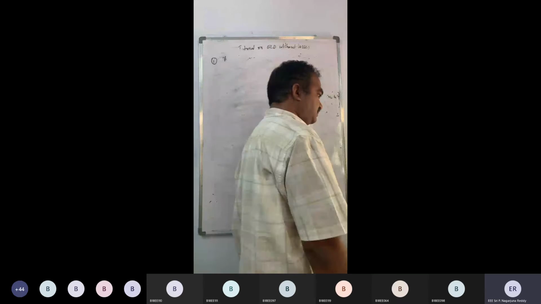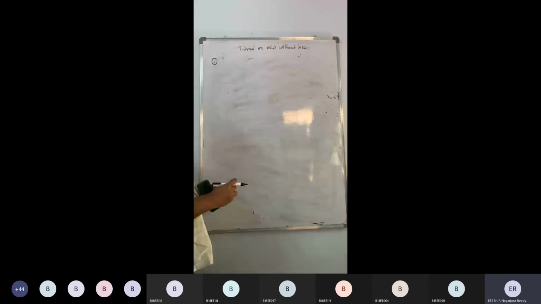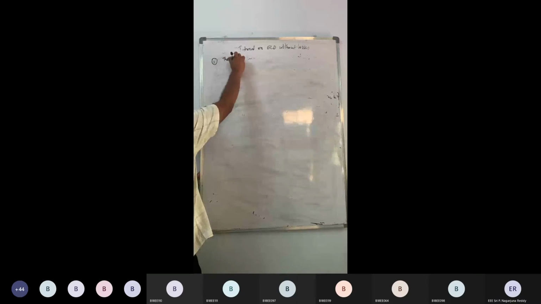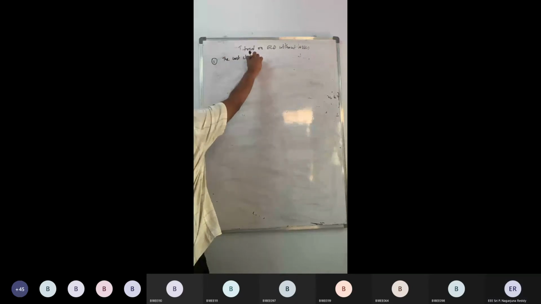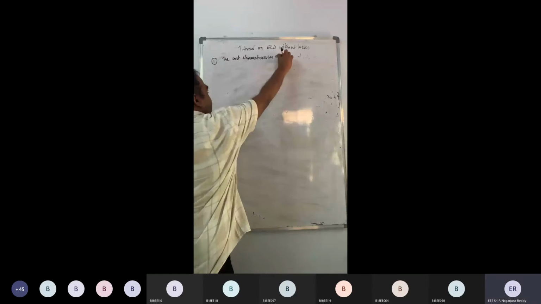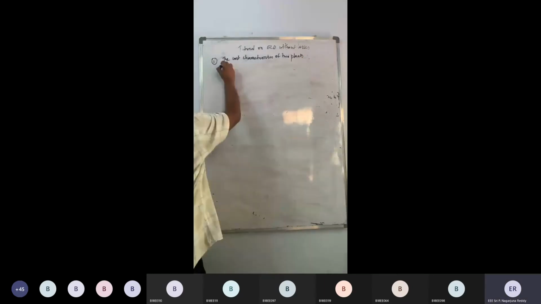That's it. Okay, fine. So let's come back to the problem again. For those who have already understood, try to practice the problem. The cost characteristics of two plants are given below.